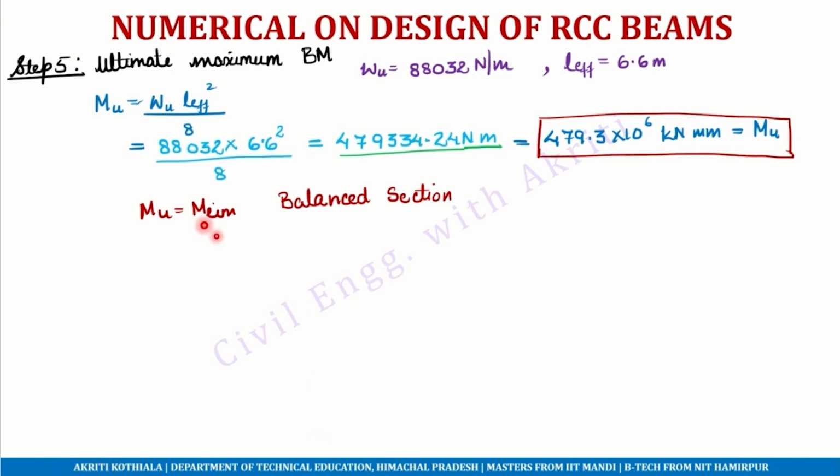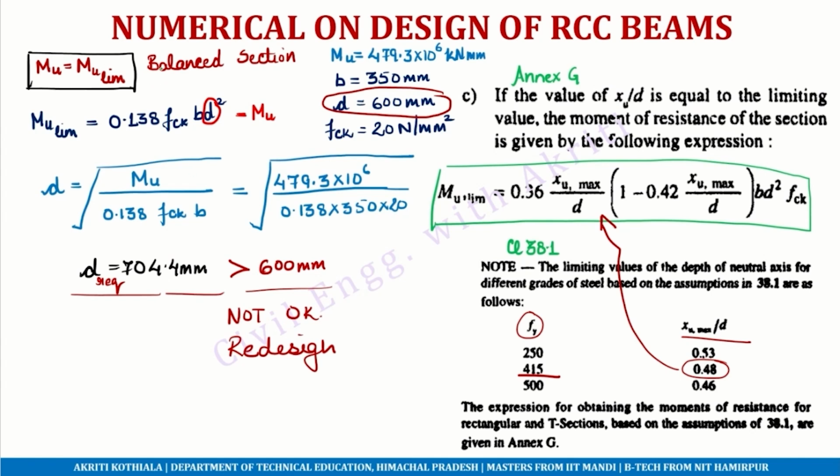From previous questions, we also know that whenever we design a beam, we always design it to be a balanced section. So for the balanced section, Mu, this maximum bending moment which we have calculated, should be equal to Mu limiting. So from this balanced section, we can simply refer to annexure G of the code and calculate the value of Mu limiting. However, we use this as a check for D, that whether the D which we have provided or assumed in the previous slides is sufficient or not.